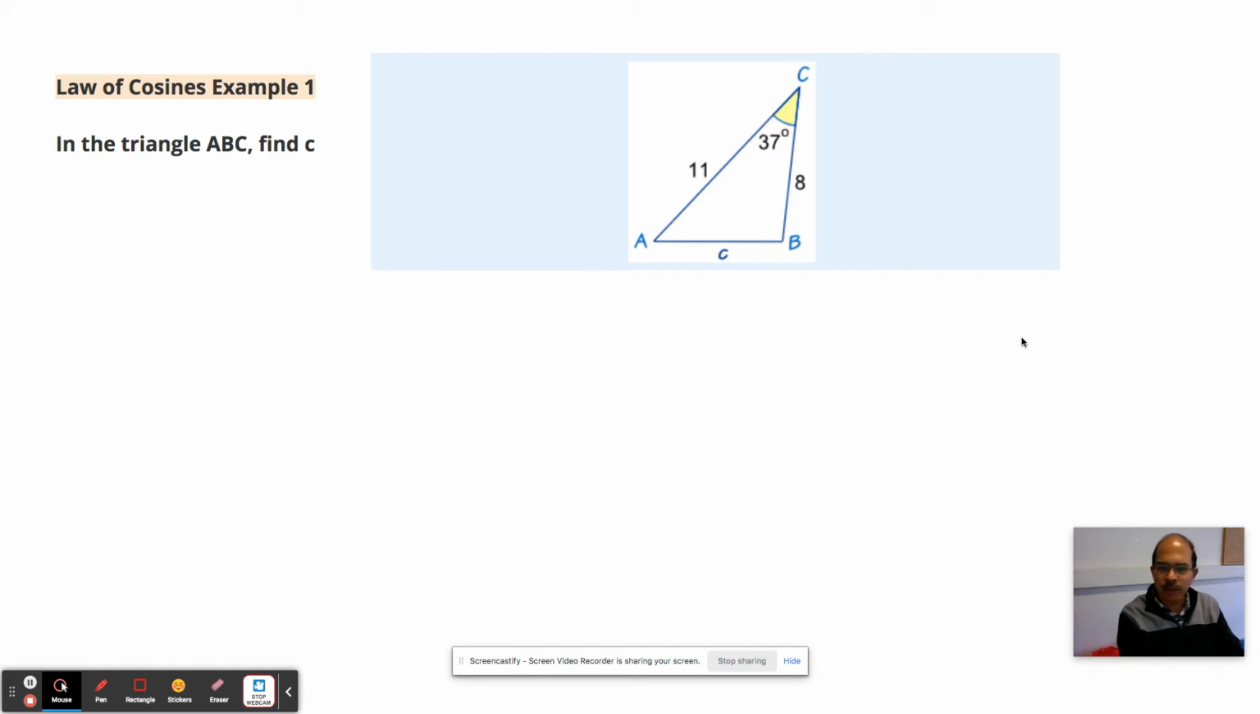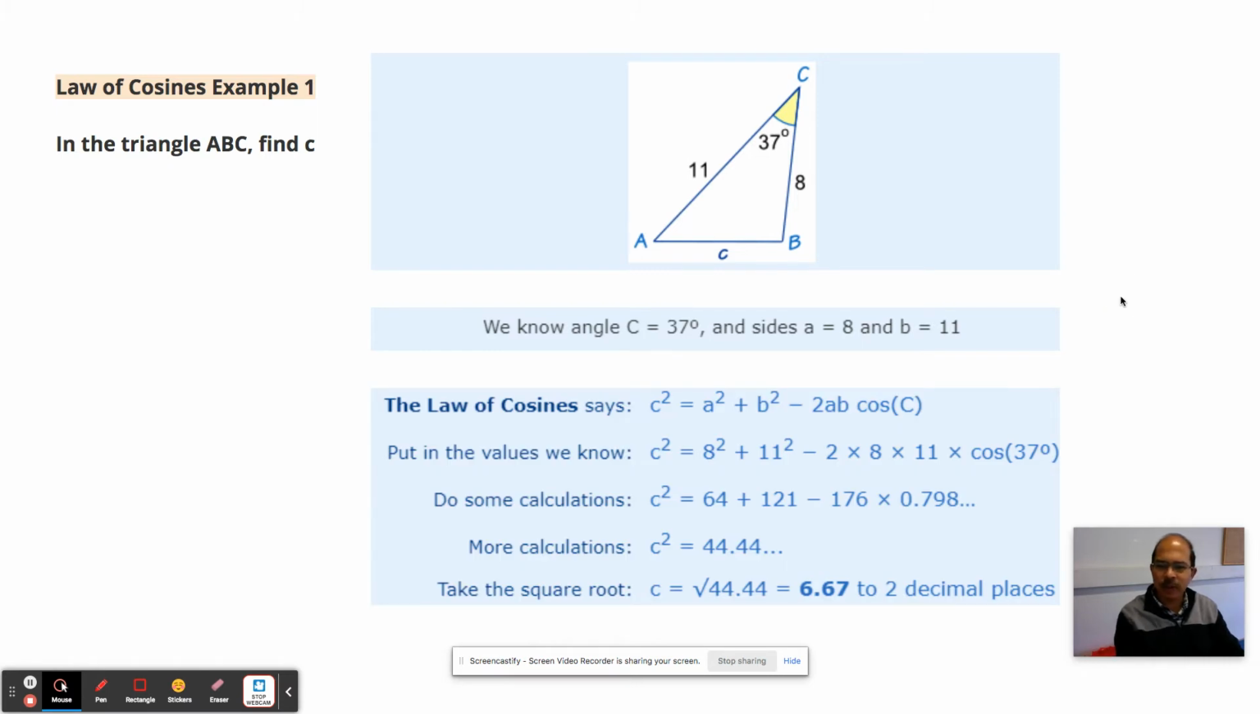Let's try an actual problem with this. In this non-right angled triangle, you're given two sides and an included angle. You're asked to find C. So let's write what we're given and then apply the formula. In this formula, we need to find C, and so we'll use the expression that begins with C. So that's the third formula. Plugging in all the terms and taking the square root at the end, you get the value as 6.67.